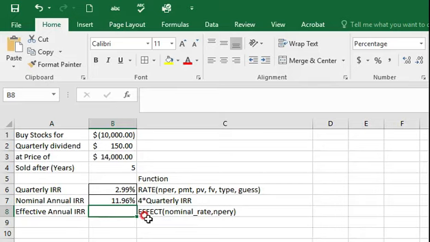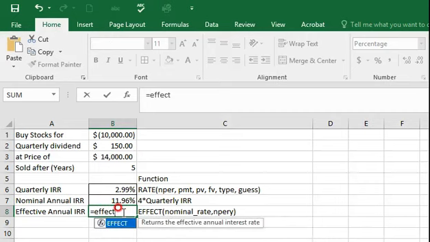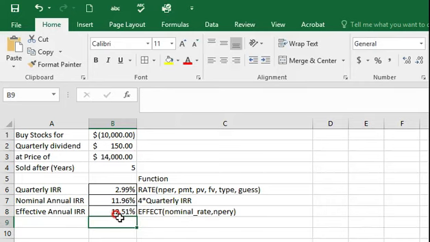Now we're going to calculate the effective annual IRR by using the effect function. So here type equal and type effect, and then open bracket, and the nominal rate will be B7, and the number of quarters per year is 4, and then we close the bracket, and this function will give you the effective annual IRR, which is going to be 12.51.